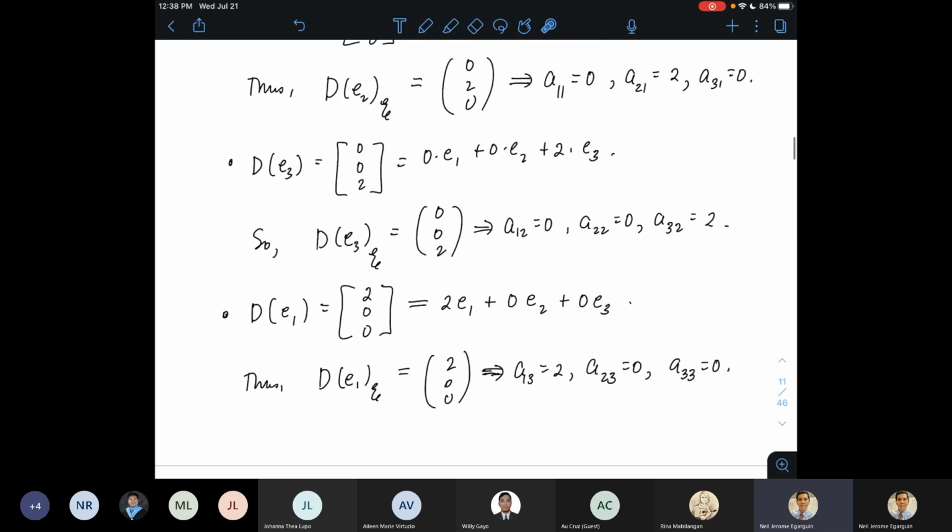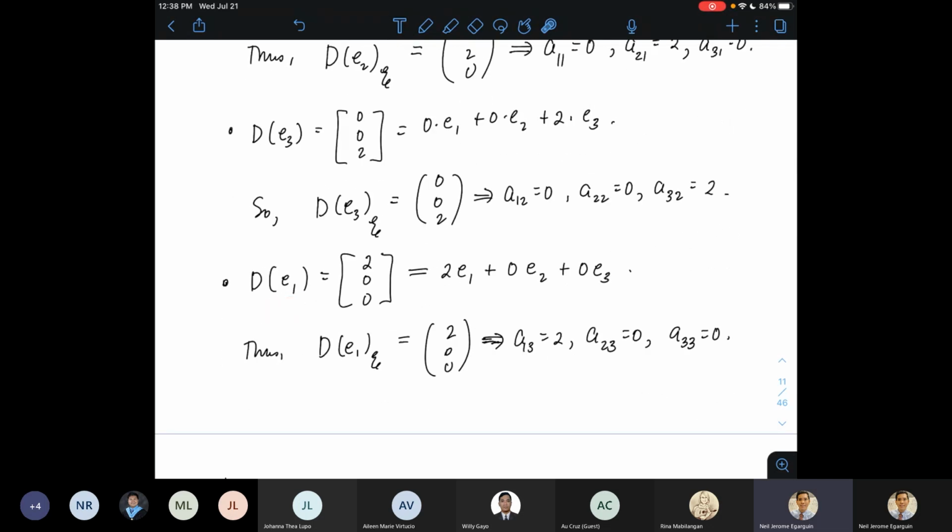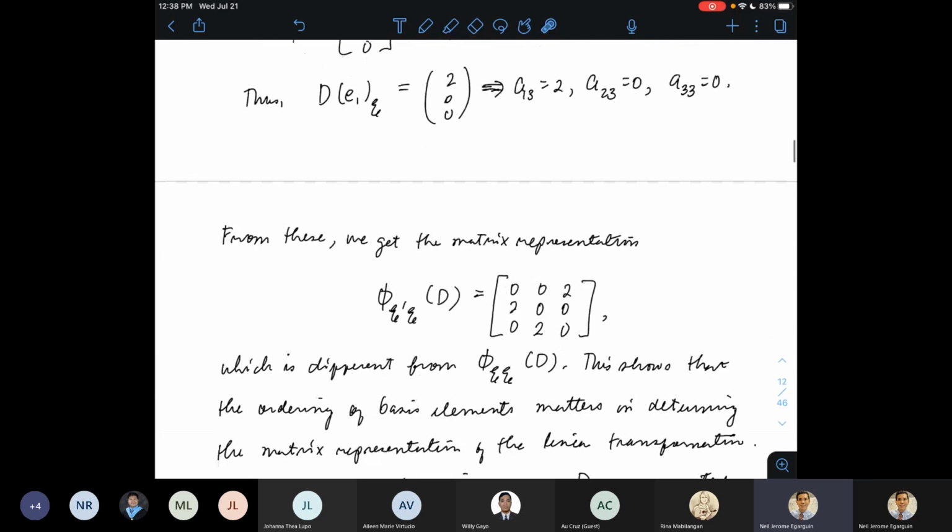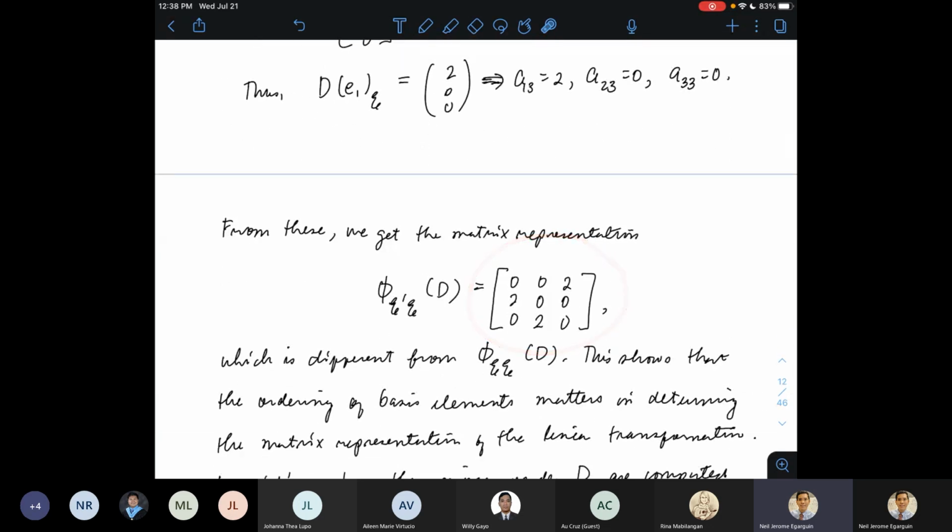And then similarly, we'll do it finally for the third basis element of the domain. Use the definition of D in order to get its image. Find the expansion of the image with respect to the basis for the codomain. Harvest the coordinates. And that coordinates will serve as the third column in the matrix representation. Okay? And then now we will assemble our matrix representation, and we will get this guy. And this guy, phi E prime E, is different from phi EE.